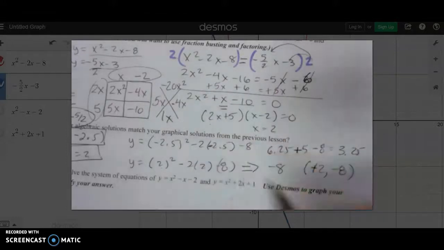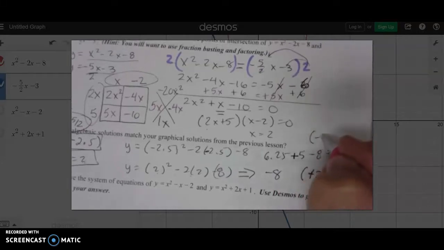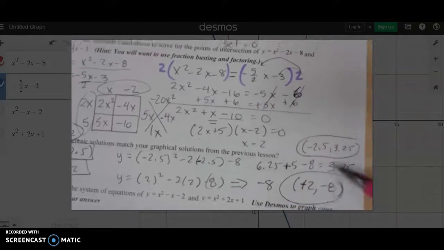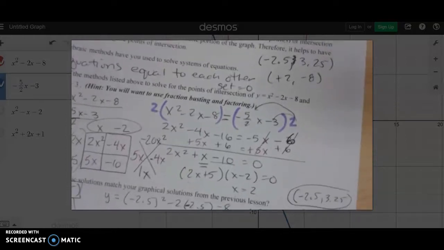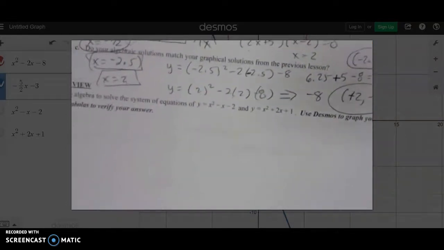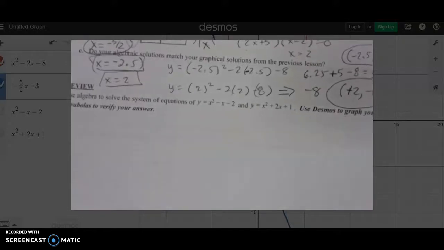This is supposed to be a negative. There you go. 6.25 plus 5 is 11. 11 minus 8 is 3, and then the 0.25. All right? And so that was -2.5 comma 3.25. So these are our answers. And remember, they matched with what we got when we graphed it. So that's kind of nice. Let's look at this next problem. And we're going to do the same thing.